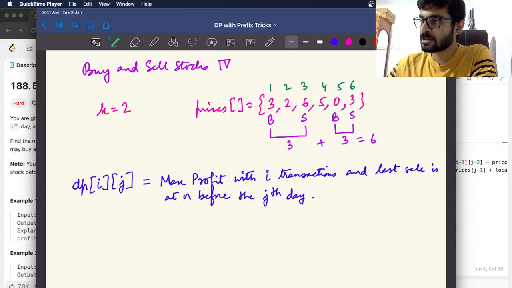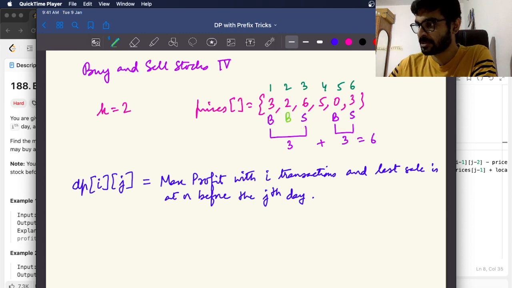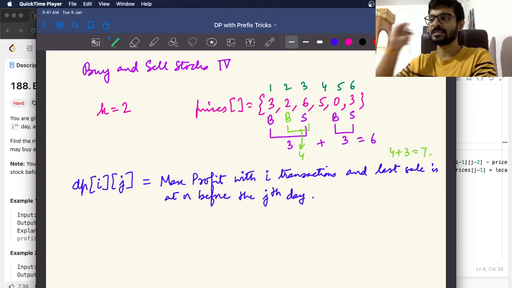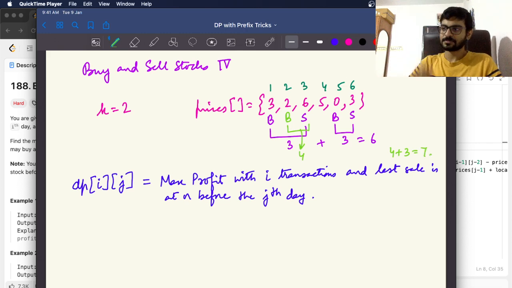Now if I say, hey, instead of this one, I will take a different one. I will buy on this day and sell on this day. So what does this give me? 6 minus 2 gives me 4. So 4 plus 3 gives me 7. So 7 is the maximum profit after two non-overlapping transactions.